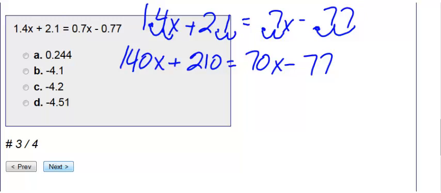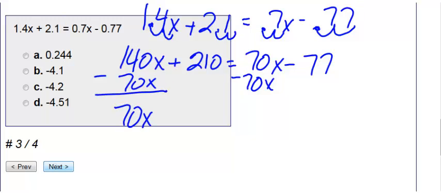Now my decimals are gone. Now I can just work it like I've been any other problem. So the first thing I'm going to do is get my x's together. So I'm going to move this 70x. It's a positive 70x. So I'm going to subtract 70x. Now I get 140x minus 70x is a 70x. I still have plus 210 equals a negative 77.